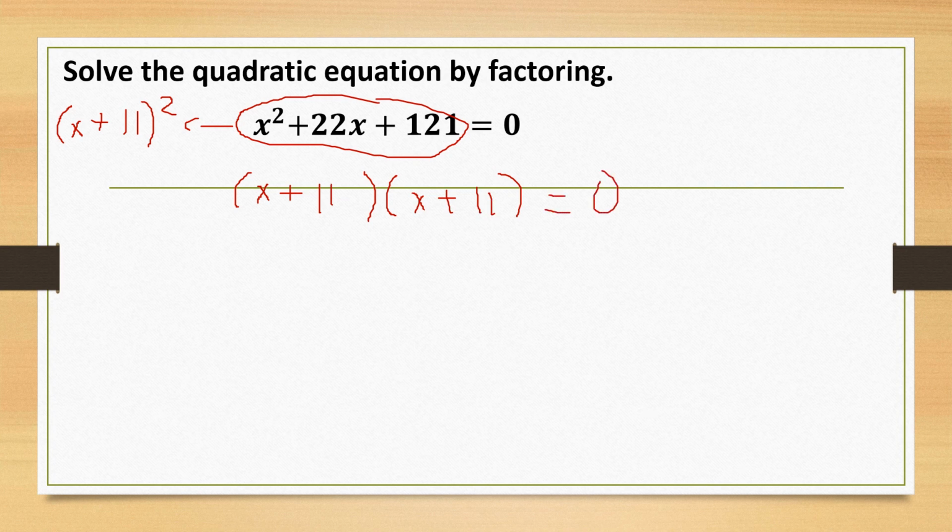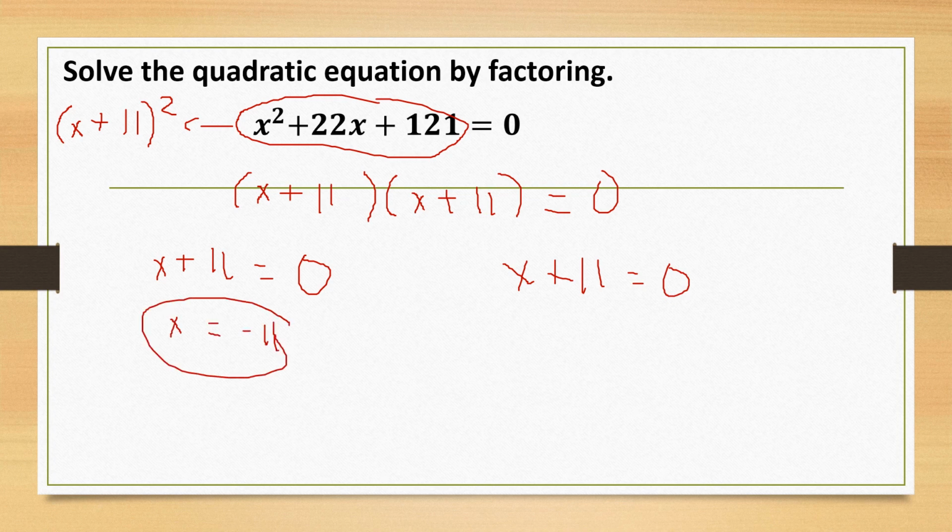Next, apply zero product property or equate both factors to 0. So we have x plus 11 is equal to 0. Solve for x, therefore x is equal to negative 11. Here we will also get negative 11, which means that the quadratic equation has only one solution, and that is negative 11. You can check if your answer is correct by substituting negative 11 to the original equation.